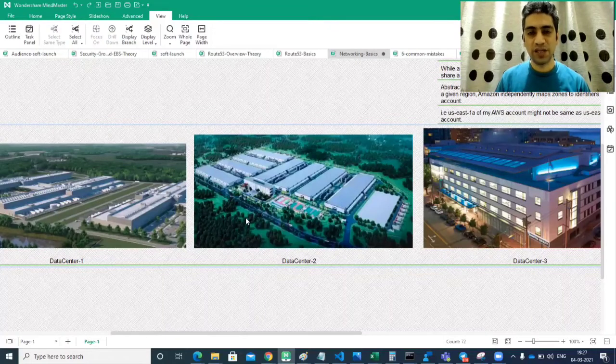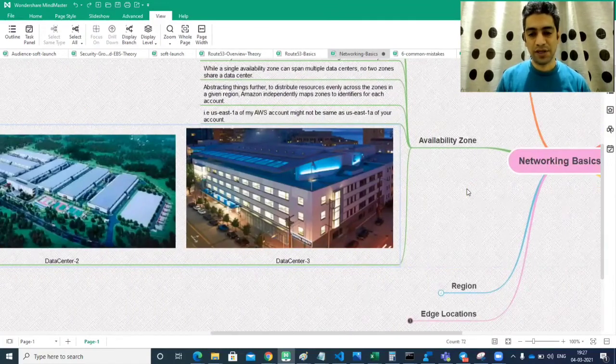So with US East 1A in my account, the region is the same and the availability zone is the same, but the data center might be different. Within an availability zone there are different physical data centers. My data might go to data center 2, but for you it might go to data center 1 or data center 3. This is how Amazon ensures maximum utilization of all the data centers, and at the same time no power failure affects the complete availability zone. It might affect one data center but not the availability zone.